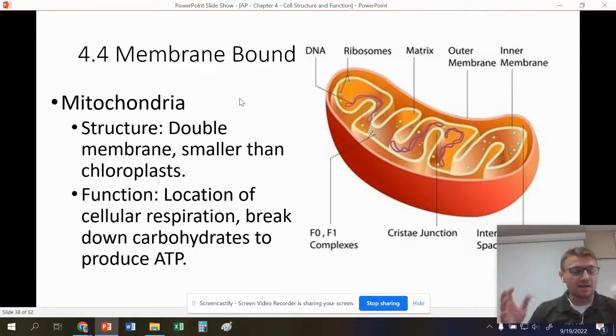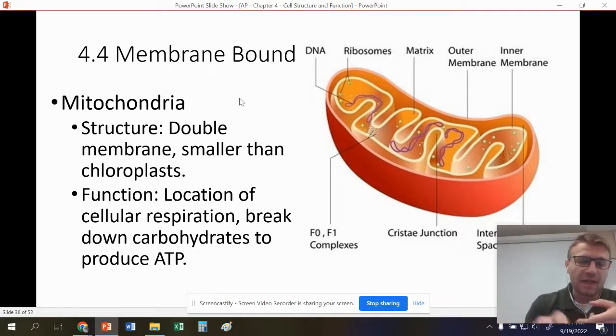Mitochondria. These are, again, another organelle that is a result of the endosymbiotic theory. Double membrane, smaller than chloroplast just by a little bit. Function, they break down carbon molecules like carbohydrates and lipids to create ATP. This is the site of cellular respiration.